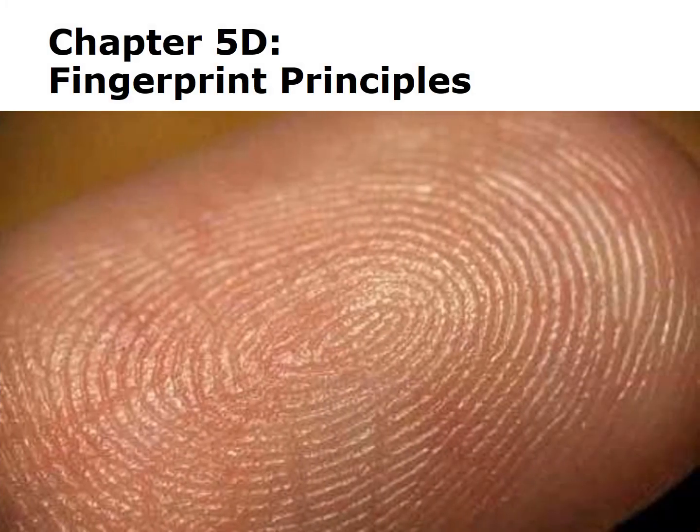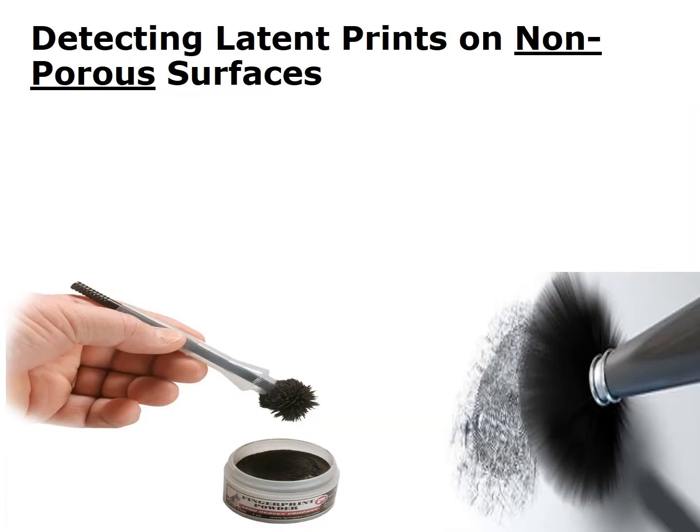This is Chapter 5D, Fingerprint Principles. Chapter 5 has been divided into several sub-chapters or segments in order to allow for easier online viewing and easier online uploading. It is assumed that before you view this chapter 5D that you've already viewed and taken notes on chapters 5A, 5B, and 5C.